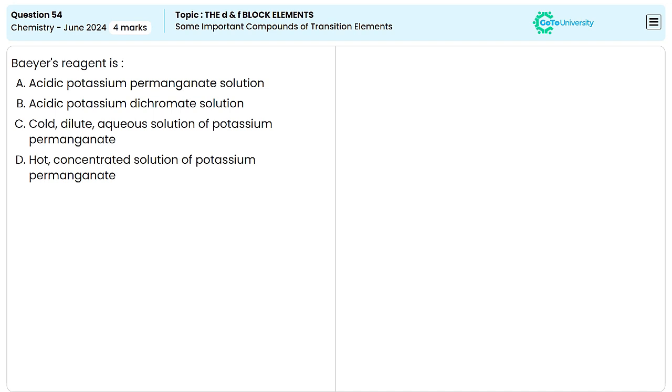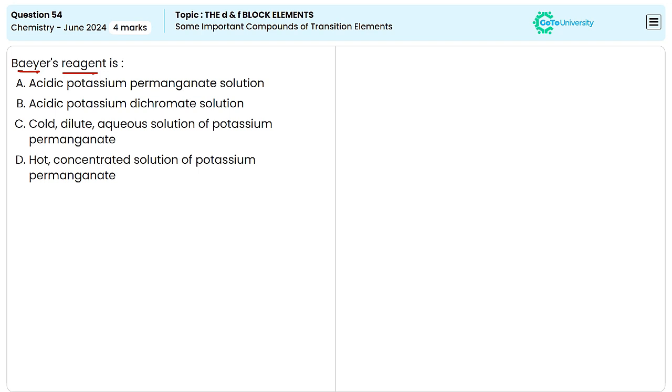In this question, different solutions are given. We have to identify the one which can be used as Bayer's reagent. Bayer's reagent is also known as Bayer's solution or Bayer's test solution. This is used in organic chemistry to test for the presence of unsaturated compounds, specifically alkenes and alkynes.